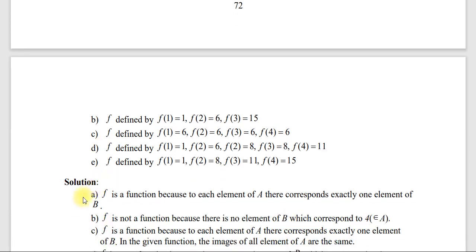F is a function because to each element of A there corresponds exactly one element of B.